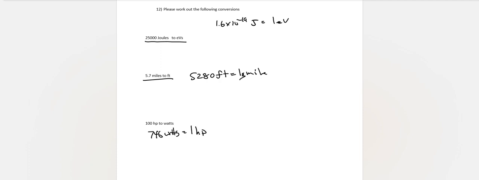I don't expect you to memorize conversion factors. These are all conversion factors you definitely want to have in your notes. You can have them when you take that exam. And if there's other conversion factors that you'll need, I'll supply them.